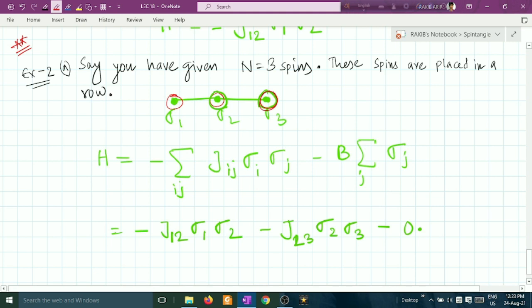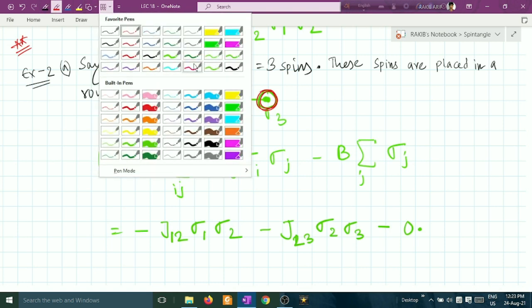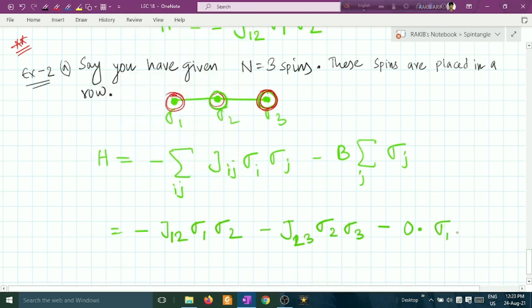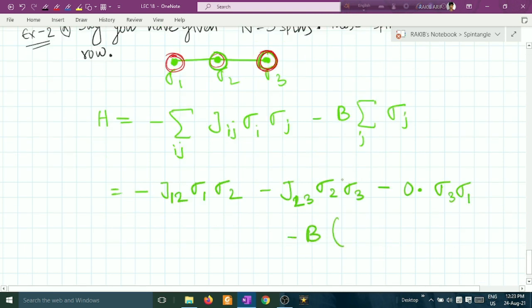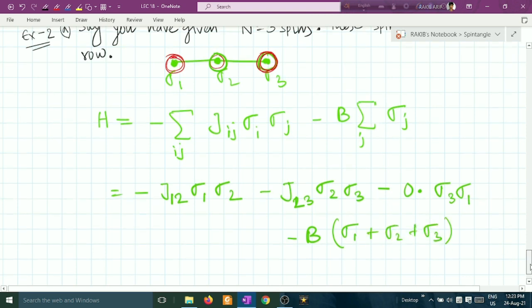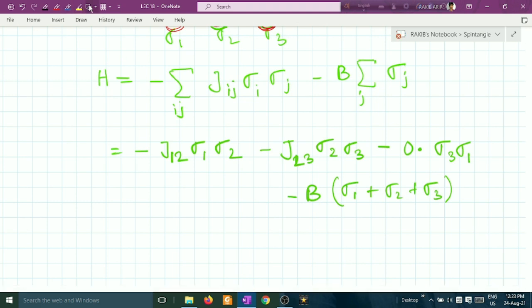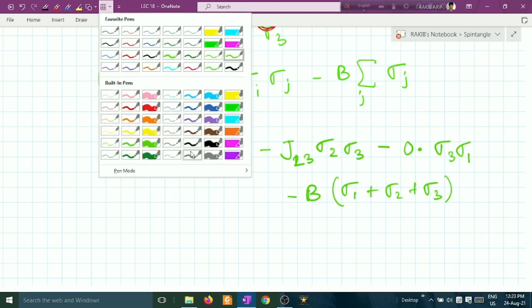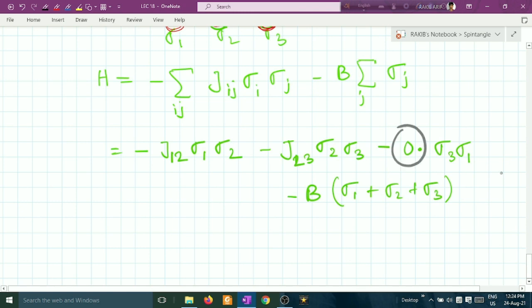Now moving to these two terms, the sigma 3 and sigma 1 term, this is quite interesting to write. 0 times sigma 3 sigma 1, and the B term is like this: there are 3 spins, so there will be sigma 1 plus sigma 2 plus sigma 3 terms. Just wait for a while. Why have I written this 0 here? Because you can easily check that this is your sigma 1, this is your sigma 2, this is your sigma 3.